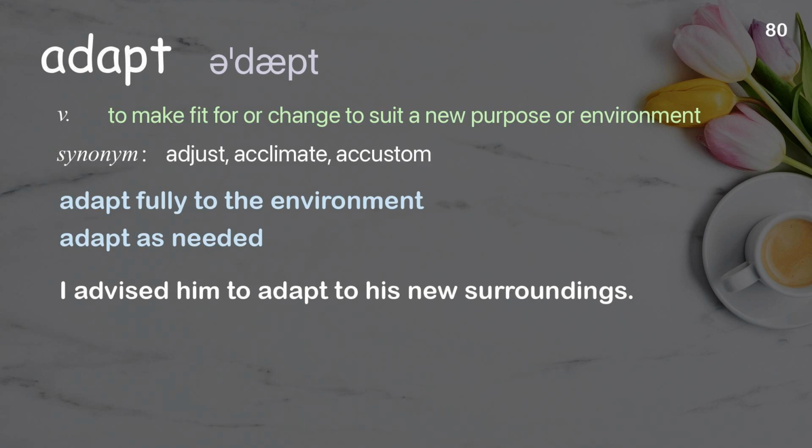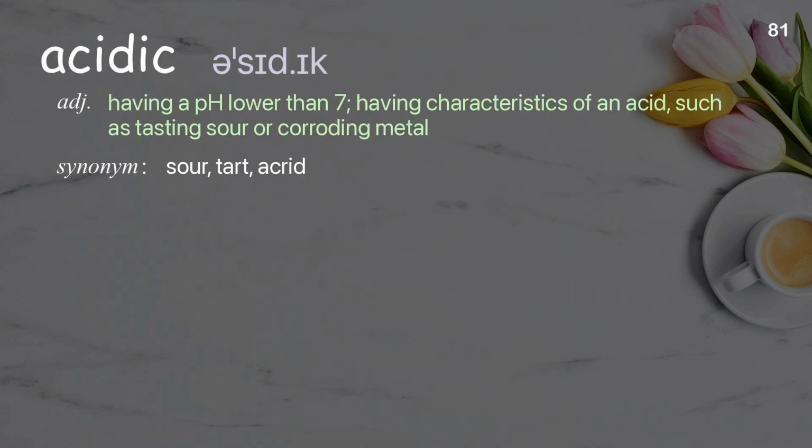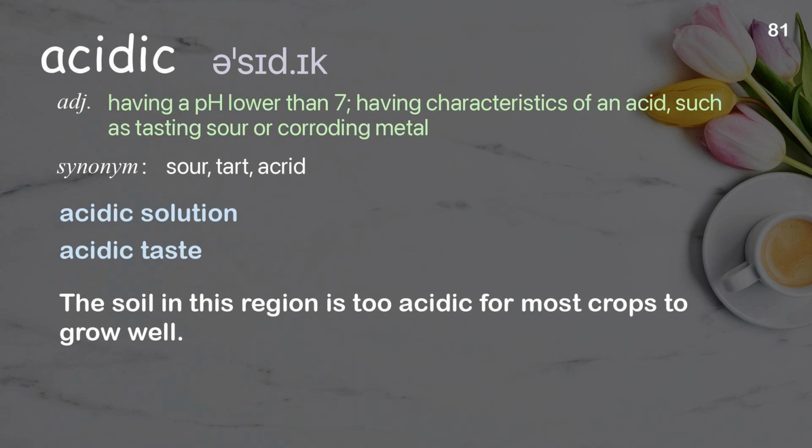Acidic: having a pH lower than 7, having characteristics of an acid, such as tasting sour or corroding metal. Examples: acidic solution, acidic taste. The soil in this region is too acidic for most crops to grow well.